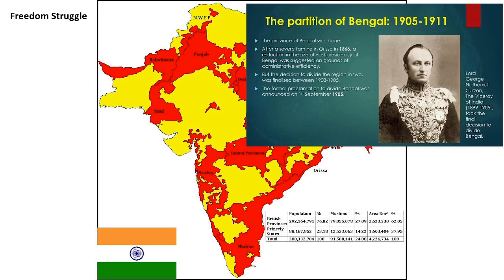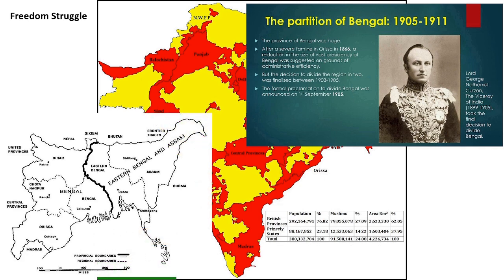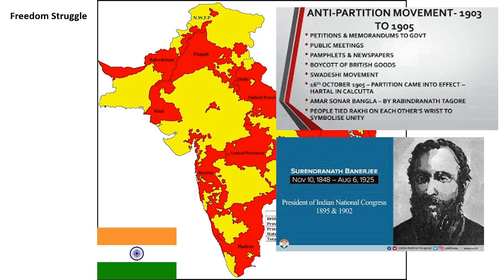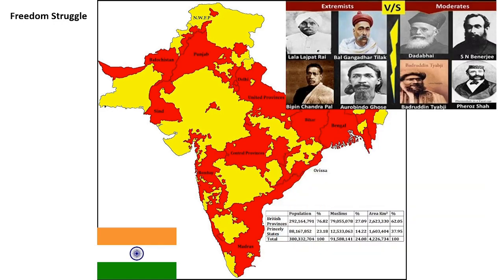Then Lord Curzon became the Viceroy of India. He was known for the controversial partition of Bengal into two parts, Eastern Bengal and Assam, and West Bengal. Subsequently, the anti-partition movement was started. This movement was led by Surendranath Banerjee. At that time, Congress was divided into two groups, extremists and moderates. The extremist group consisted of Lala Lajpat Rai, Bal Gangadhar Tilak, Bipin Chandra Pal, Aurobindo Ghosh. And the moderate group consisted of Dadabhai Naoroji, Surendranath Banerjee, Badruddin Tyabji, Feroz Shah.